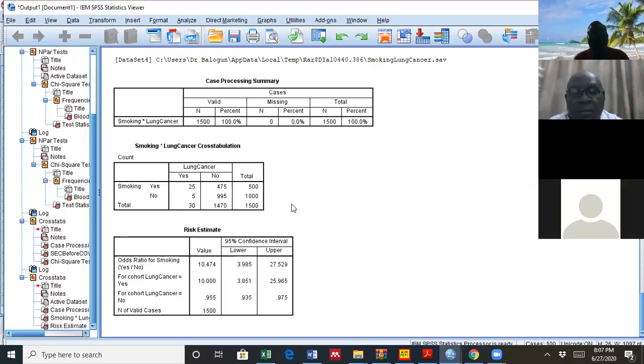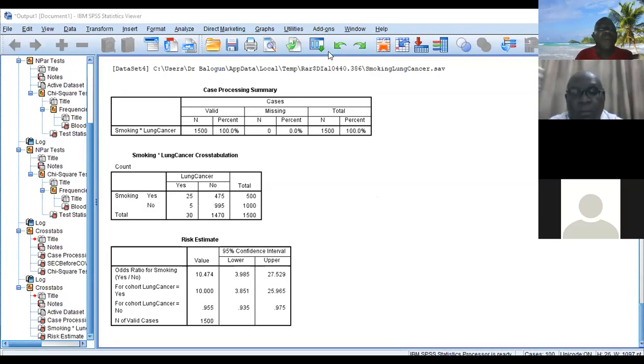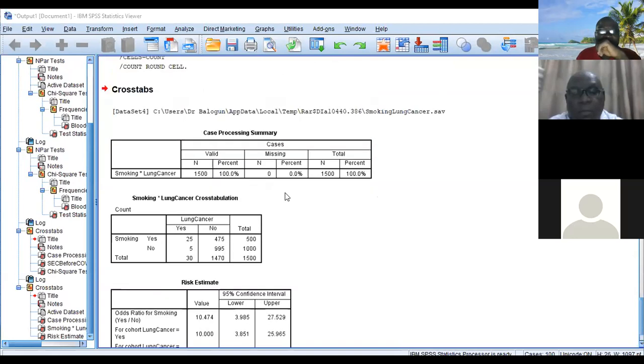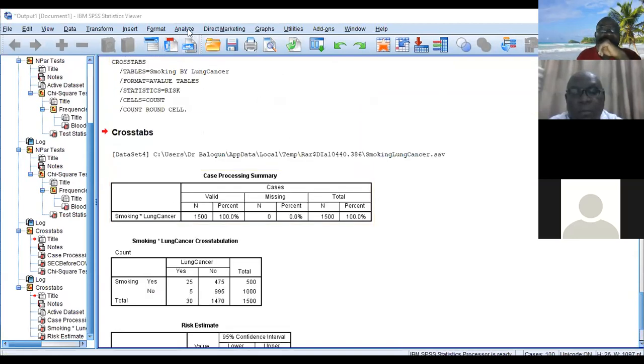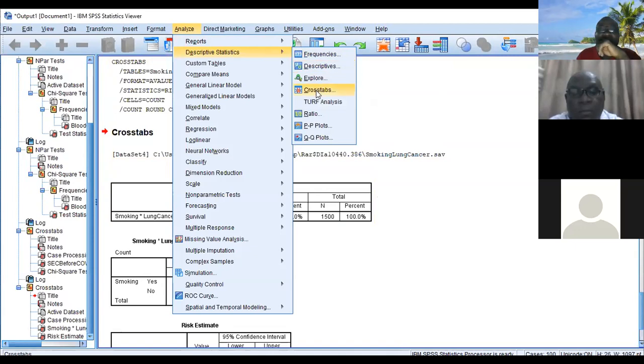So you will see something. We often say that the confidence interval gives more information. Dr. Balogun, you are the one that ran the analysis. Please go back and share it again, that thing you ran. Go back to that analysis. I want us to do something. Crosstabs.